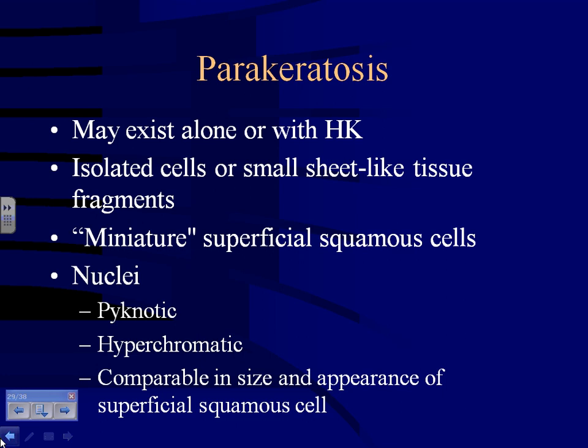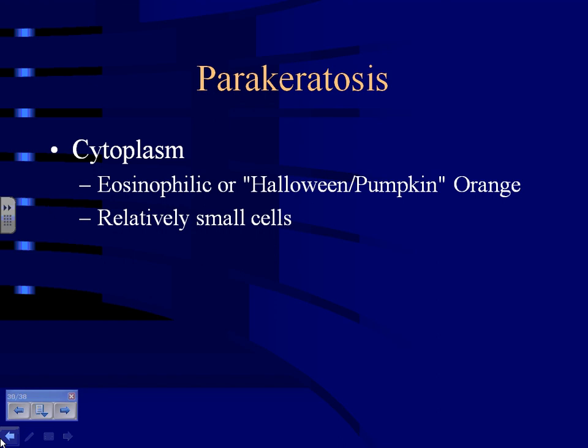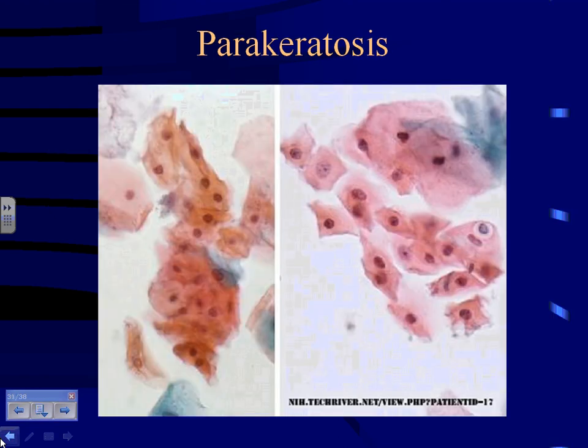The nuclei are small, pycnotic, hyperchromatic, and comparable to the size and appearance of the nucleus in a superficial squamous cell. So in contrast to normal superficial squamous cells, these cells are small, round, with very brightly eosinophilic cytoplasm, but the nucleus is the same. So again, almost a Halloween pumpkin orange appearance to the eosinophilia, and relatively small cells that tend to be isolated or show up in these mini tissue fragments.